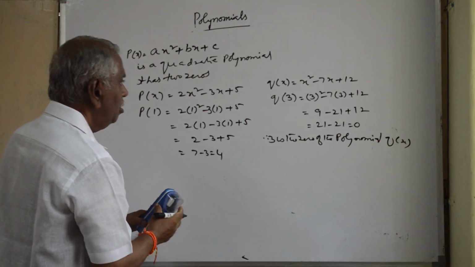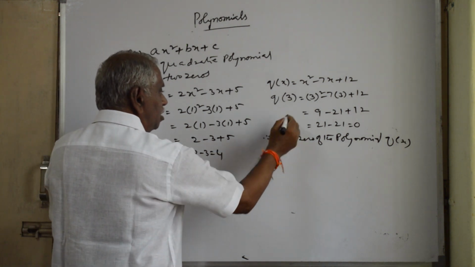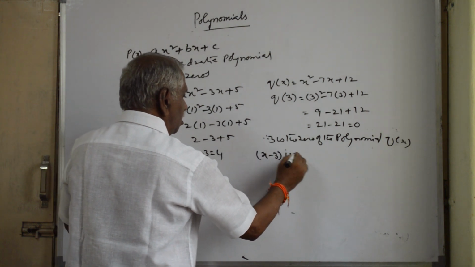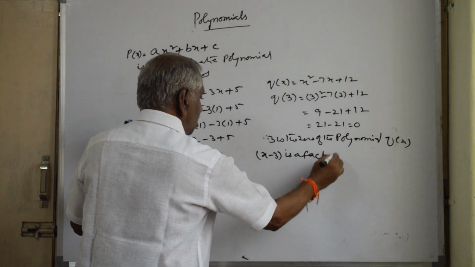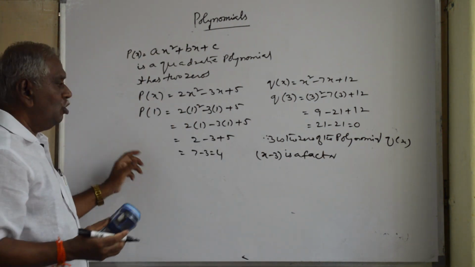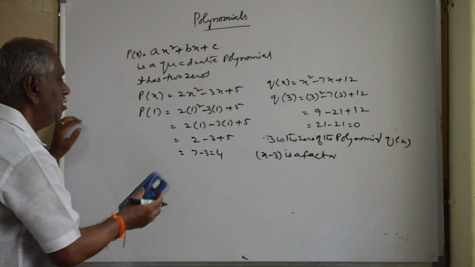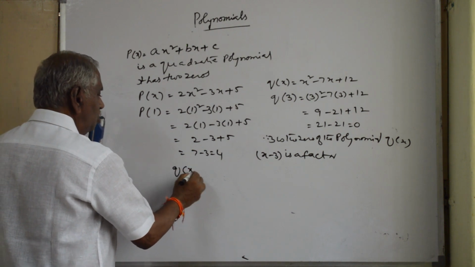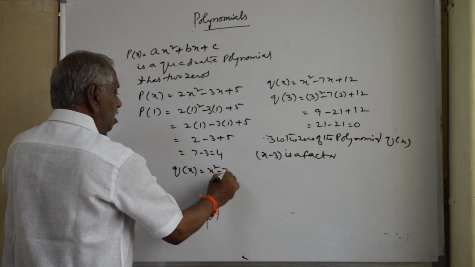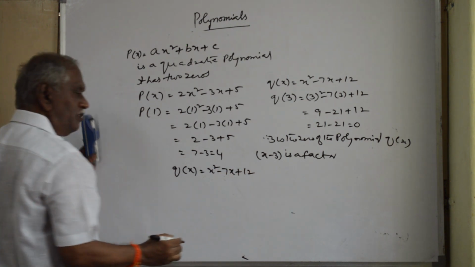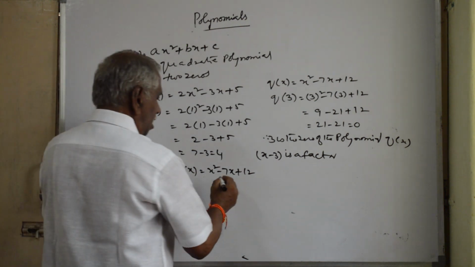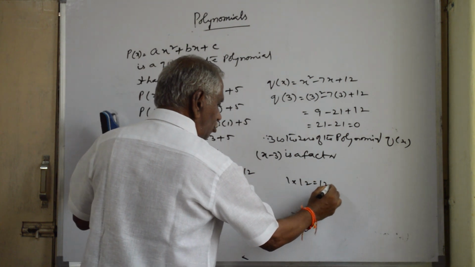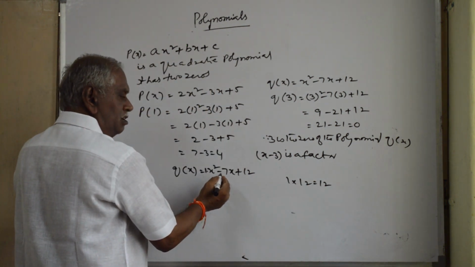How can you say? First of all, if 3 is the zero of a polynomial, then we say x minus 3 is a factor. If q of 3 is equal to 0, then x minus 3 is a factor. How to find the factors of a polynomial? Suppose you are given q of x is equal to x square minus 7x plus 12. We can find the factors of this expression as follows. 1 into 12 is 12. When we multiply, we get 12. When we add, we must get minus 7.